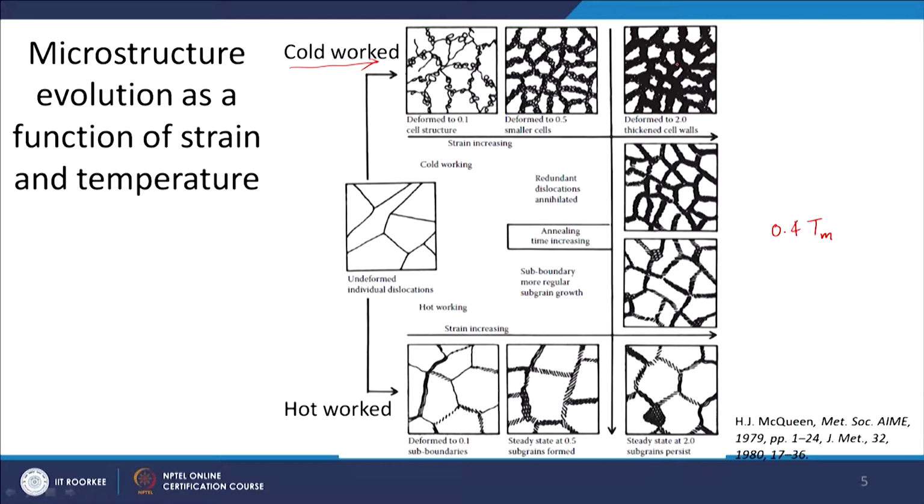Now, if you compare this with the hot work material, here also you can see that of course dislocations will be there as you are increasing the strain. And now we are calling them sub boundaries. So, these thick lines are actually high angle grain boundaries, and the smaller thinner lines or these dashed lines are the sub grain boundaries. So, sub boundaries or sub grain boundaries.